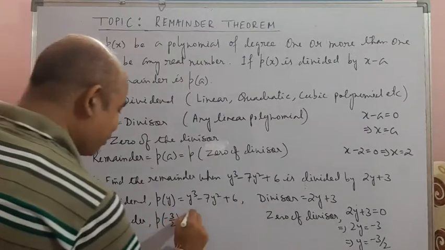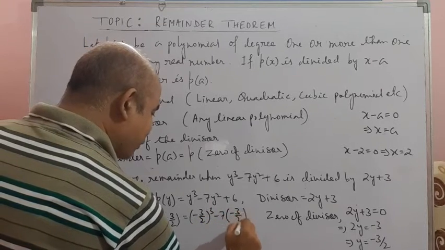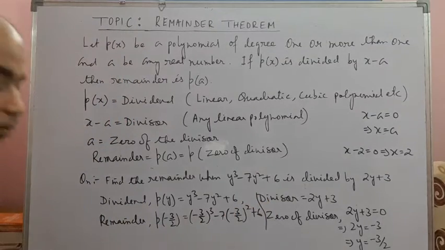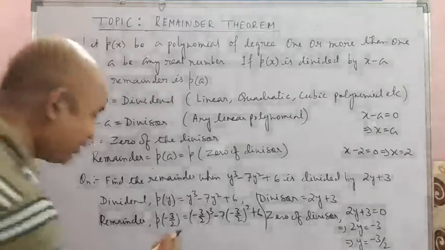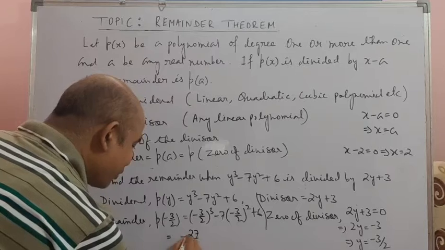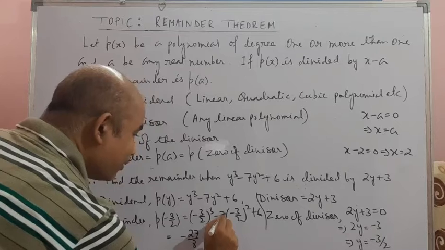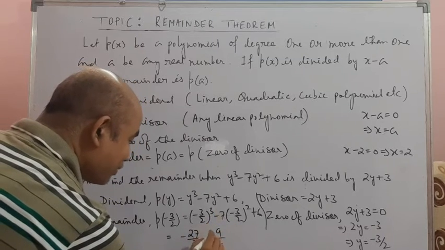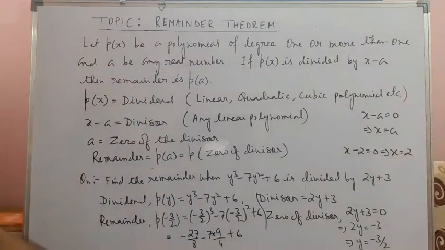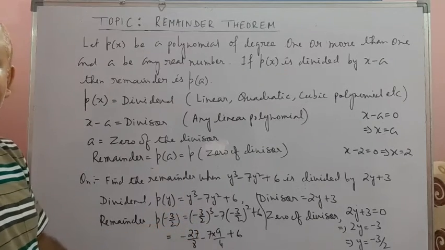Then it will be (minus 3 by 2) whole cube minus 7 into (3 by 2) whole square plus 6. Whatever answer comes, that will be the remainder. If I carry on the calculation, when you cube 3 it will be 27, when you cube 2 it will be 8, but it will be negative. When you square 3 it is 9, and when you square 2 it is 4. Multiply by minus 7, plus 6. I think you can do the calculation, and the answer that comes will be the remainder.